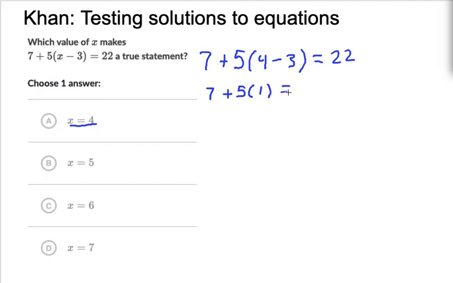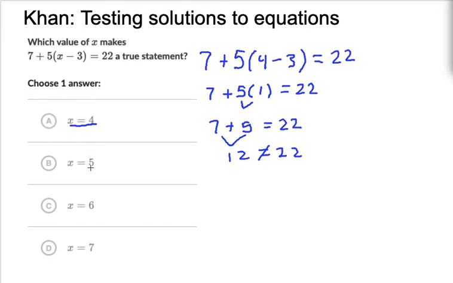I'm just going to bring down my 22 here, because we still want to answer that question, does that equal 22? Now we have 5, and our parentheses means multiplication, so that's the next thing we need to do. We drop down our 7 plus 5 times 1, which would just give us 5. Does that equal 22? We're still asking ourselves that question. In this case, we have 7 plus 5, which would give us 12. And that does not equal 22. So we don't have a true statement there, and that one is not a solution.